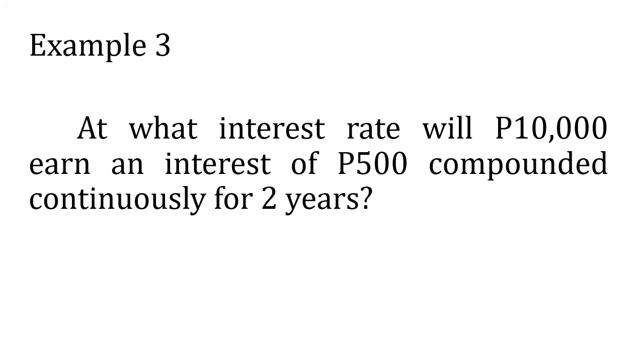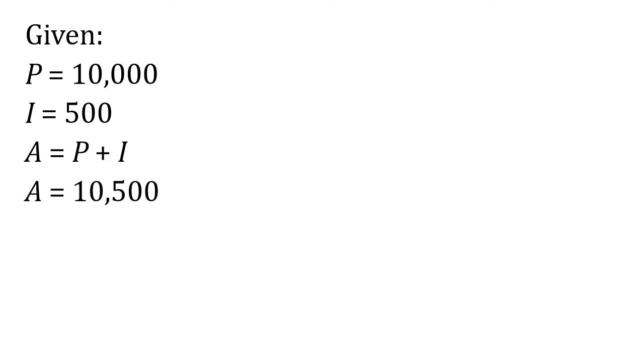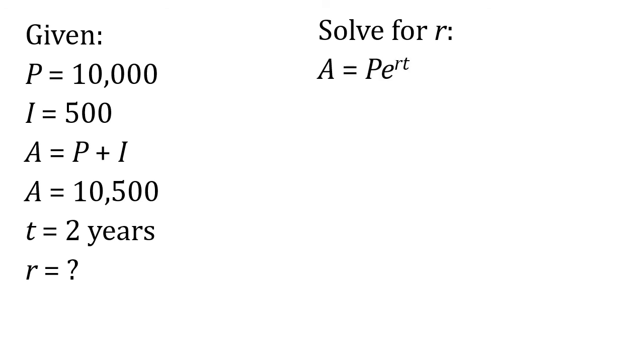Example 3. At what interest rate will 10,000 pesos earn an interest of 500 pesos compounded continuously for 2 years? Again, this is continuous compounding. We will be solving for the interest rate. So P is 10,000 pesos, and the interest is 500 pesos. Remember that A is equal to P plus I, so our A is 10,500 pesos, times 2 years. Let us solve for r.